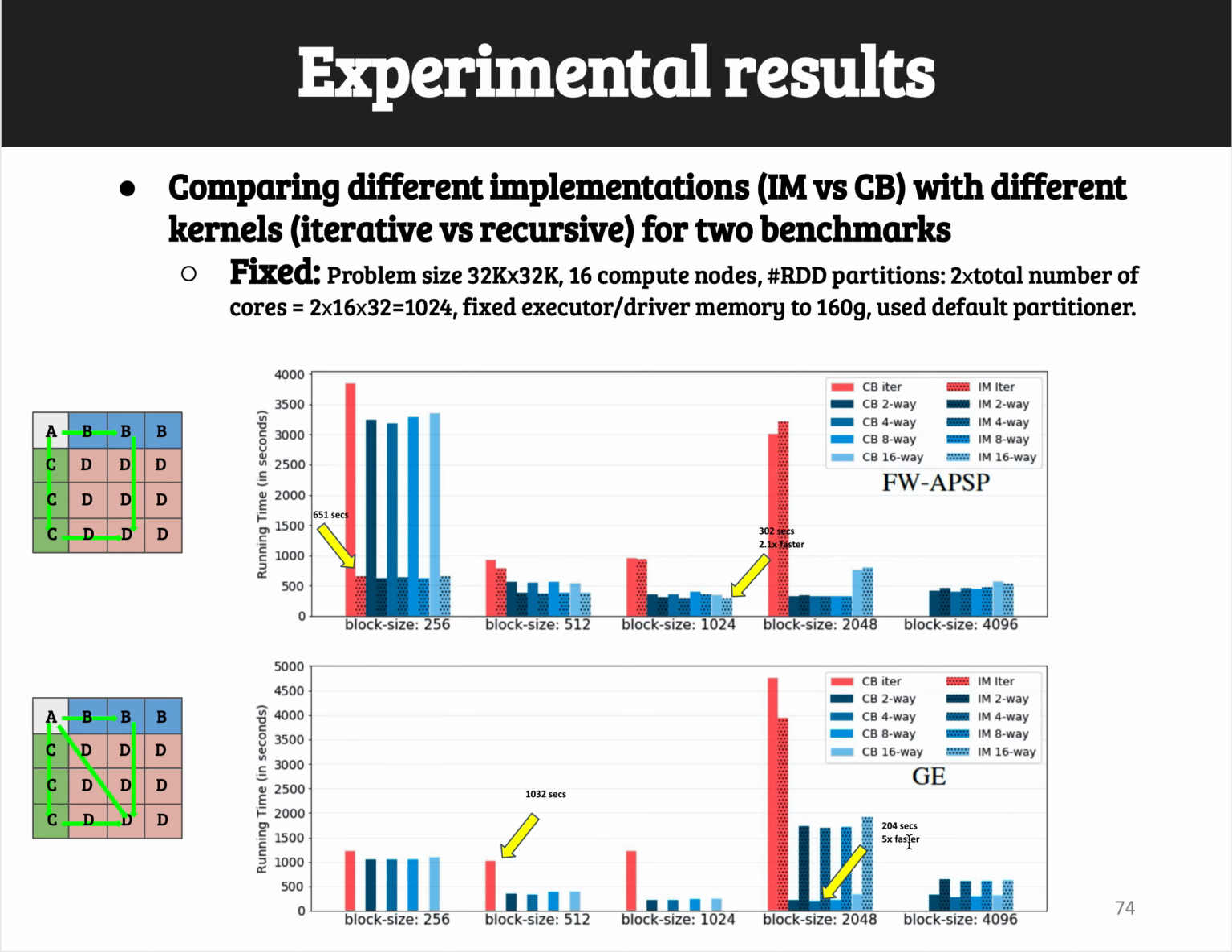The second observation is in Floyd-Warshall, we had 2 times faster execution using recursive kernels, and in GE, we had 5 times faster execution using recursive kernels instead of iterative kernels. And the third observation is for small blocks, say 512, since the blocks fit into the L2 cache, performance of iterative kernels and recursive kernels were almost similar. However, for large block sizes, say for example 2K, we can see that the recursive kernels significantly outperform the iterative kernels.